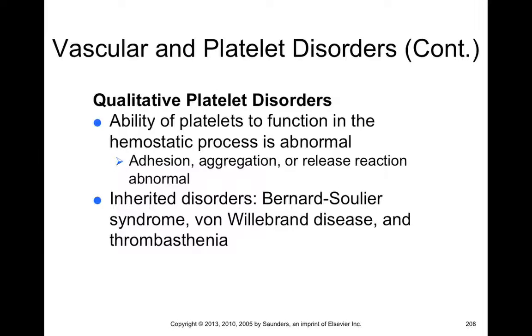Now, the qualitative platelet disorders include a series of inherited disorders like Bernard-Soulier or von Willebrand disease. This concerns the ability of platelets to function in the normal hemostatic process, but that process is abnormal. So what we find is that platelets lack the ability to properly adhere, aggregate, or release their clotting factors in a normal way. And because this is abnormal, there are bleeding disorders that result from an abnormality in the function of platelets.